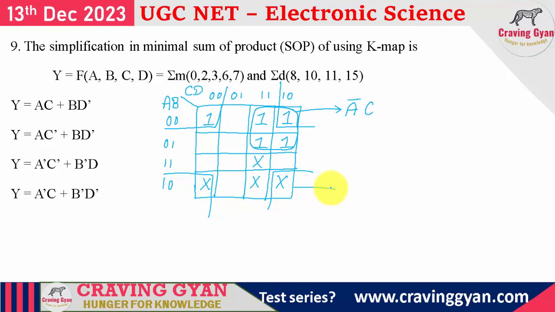Next, look at the outer 4 literals. If I take them, what grouping am I going to get? On the row side, I am going to get B complement, and on the column side also I am going to get D complement. So A bar C plus B bar D bar, nothing but option 4, option D is going to follow.